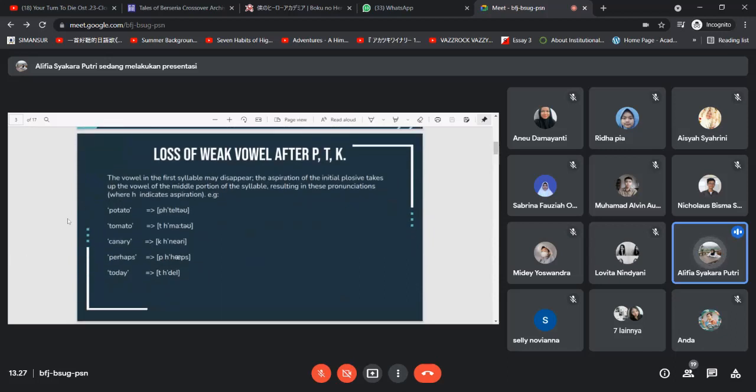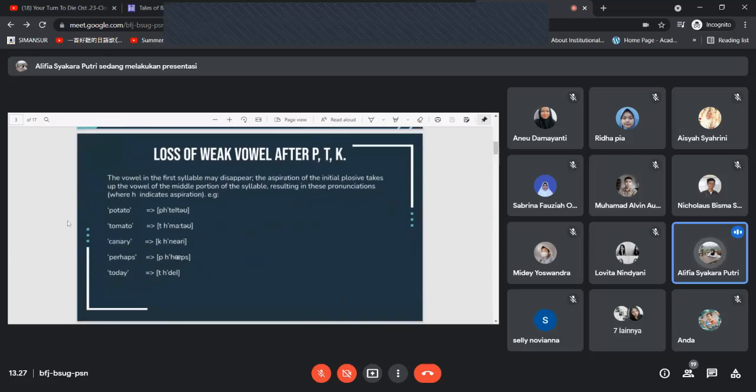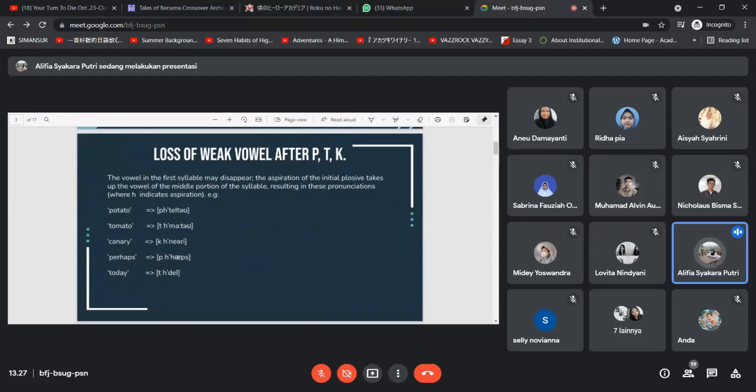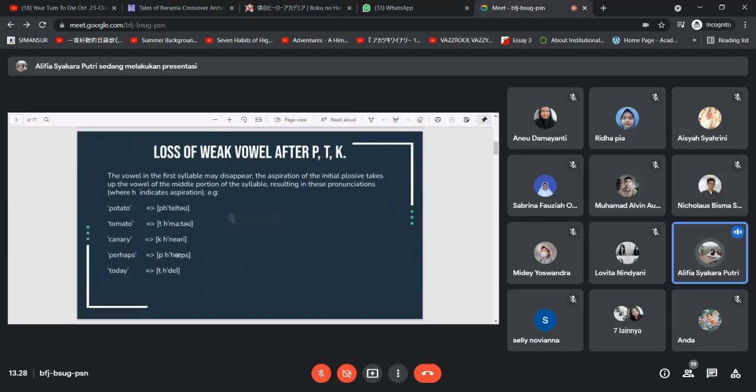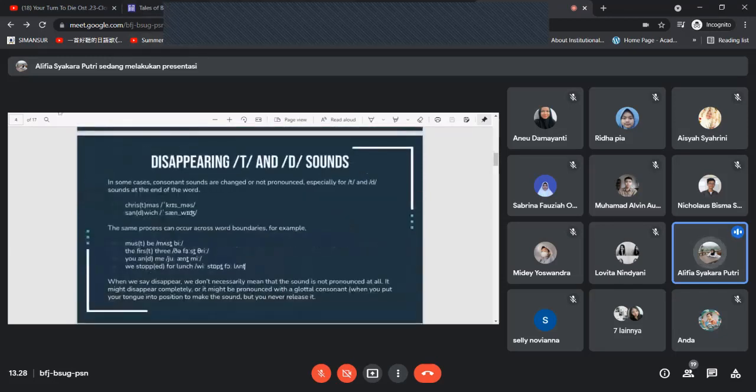And this is a loss of weak vowel after P, T, K. The vowel in the first syllable may disappear. The aspiration of the initial plosive takes up the vowel of the middle portion of the syllable, resulting in this pronunciation where h indicates aspiration. For example, potato, tomato, canary, perhaps, and today. Next will be explained by Anna.